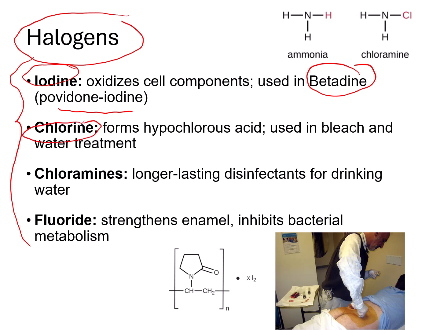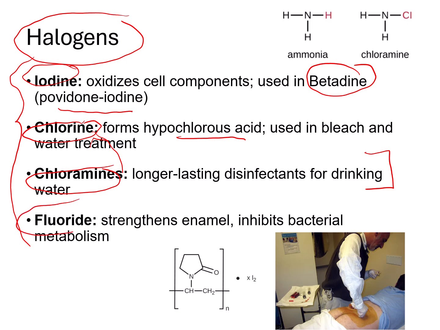Chlorine forms hypochlorous acid in water. This is the active ingredient in bleach and water disinfection systems. We have chloramines that are slower acting but longer lasting forms of chlorine, and it's ideal for drinking water maintenance.